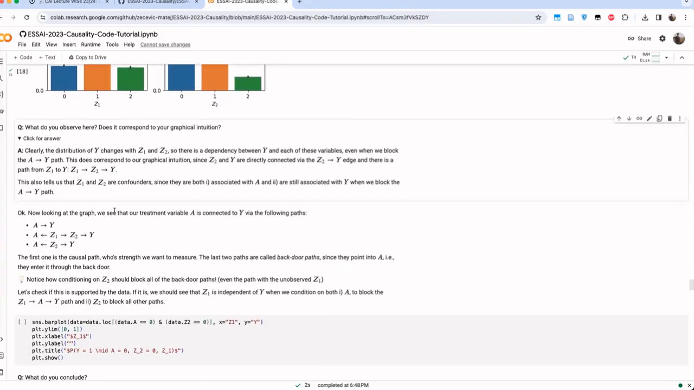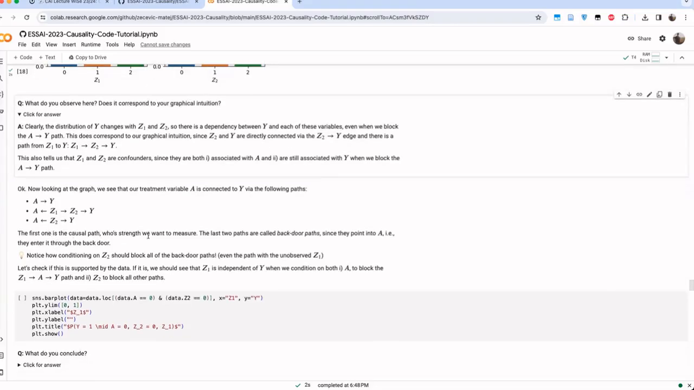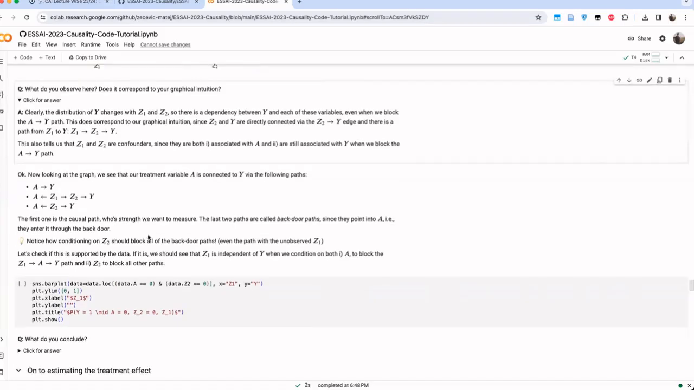Okay, and now looking at the graph, we see that our treatment A is connected to Y via the following paths. There's A to Y, but then there are also these two backdoor paths, one via Z1 and Z2, and then one directly via Z2. The first one is the causal path, and this is the one we want to measure. The others are backdoor paths. These we want to block out, as we have done before. So notice how conditioning on Z2 should block all of the backdoor paths. This is the interesting observation.